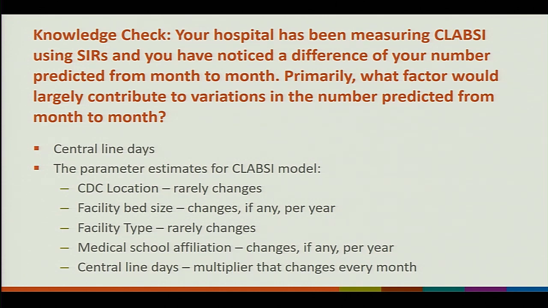Your facility bed size, if there are any changes, it would be per year, which would be in your annual survey. Your facility type is what you enrolled your facility as. So there won't be any drastic changes to that unless there's been a complete change in your facility. Your medical school affiliation works the same as your facility bed size. If there's any changes, they would be by year. But remember, your central line days are the multiplier that changes every month. So that really shows the difference month to month that you're seeing.